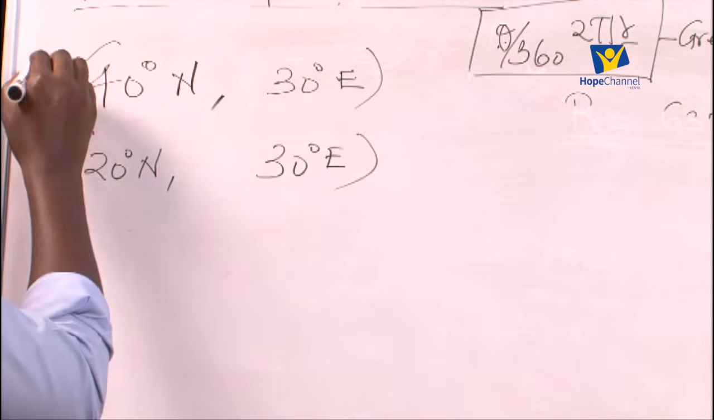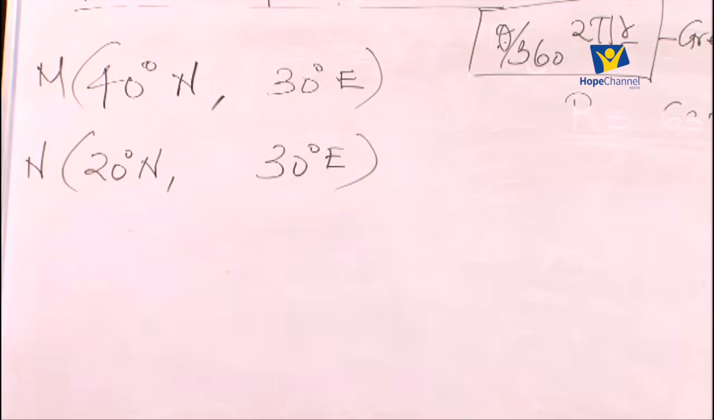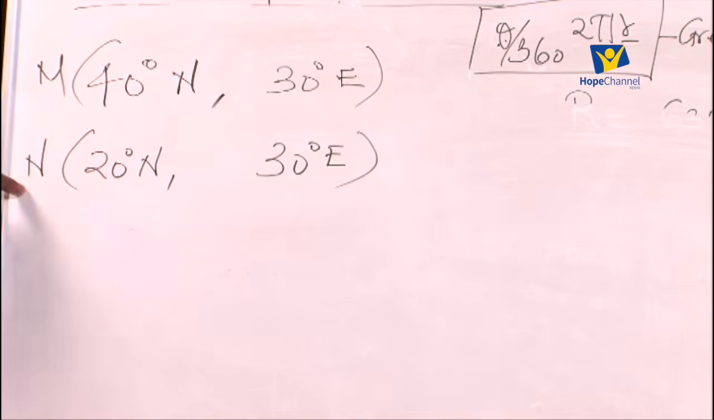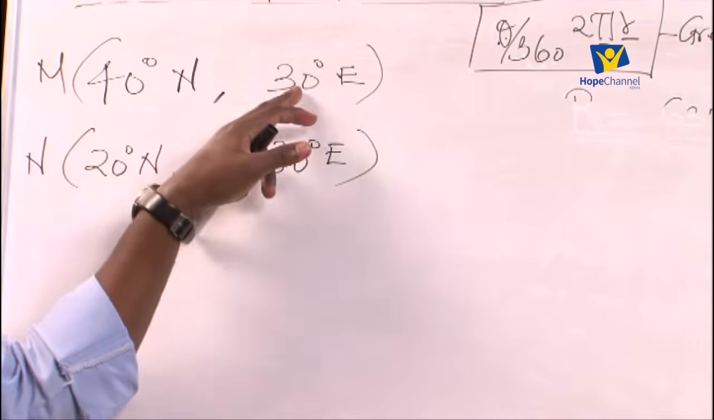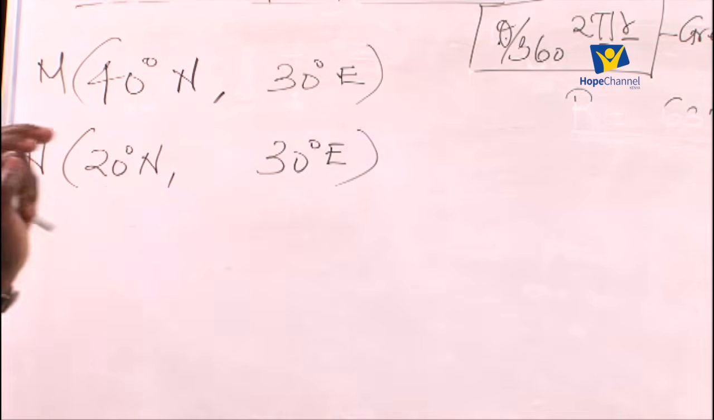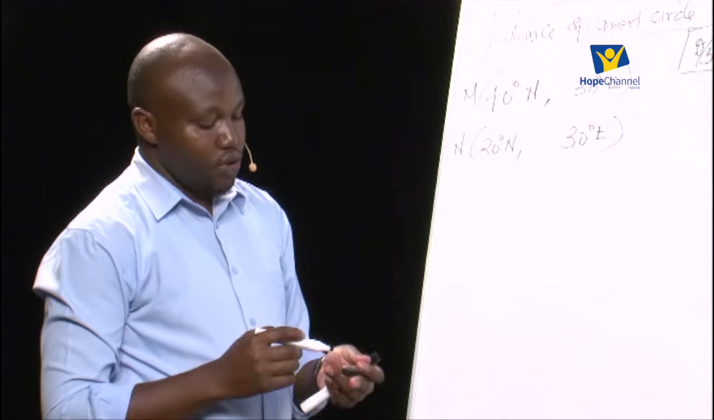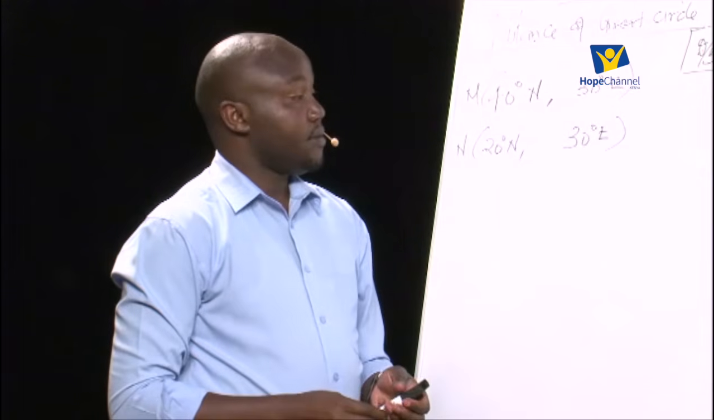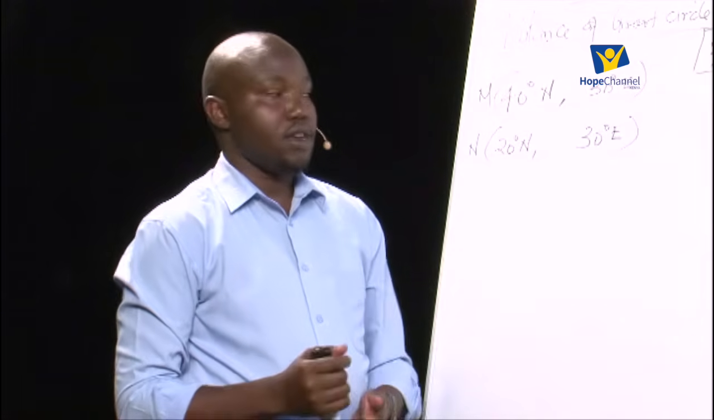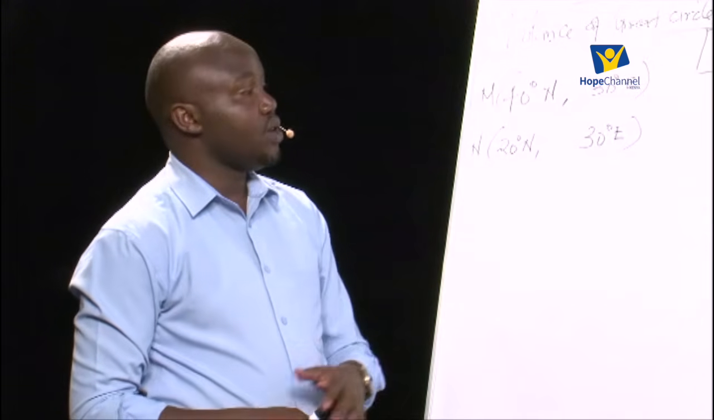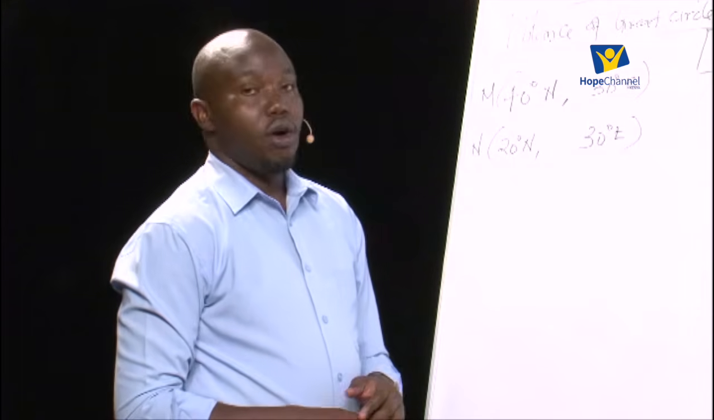Calculate the distance between point M and N, given these points: 40 degrees north, 30 degrees east, and 20 degrees north, 30 degrees east. So first of all, before I do it, I want you to try. It is good as a student to see how far you've gathered that content. Then after that, I'll go through it.